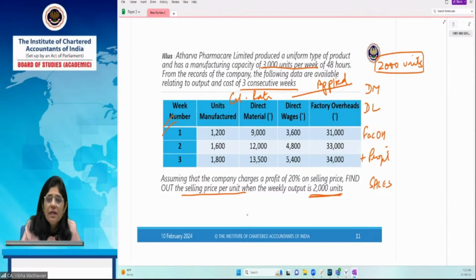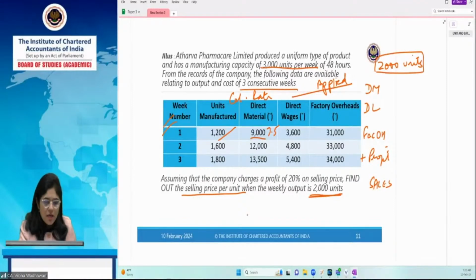So direct material is generally variable. Clear? It's a variable cost. So variable cost should always be converted into per unit first. So 9,000 divided by 1,200 is 7.5. So material cost per unit is 7.5. If it's coming as 7.5, that means it is a variable cost. So variable cost directly applies on the 2,000 units. Clear? If you check here also, material cost per unit will remain the same. Variable cost per unit never changes.